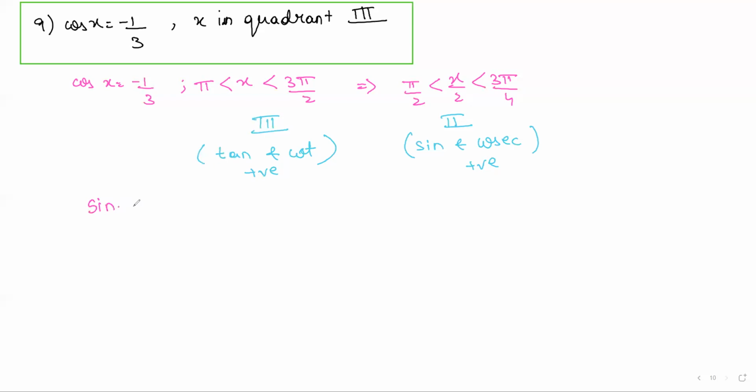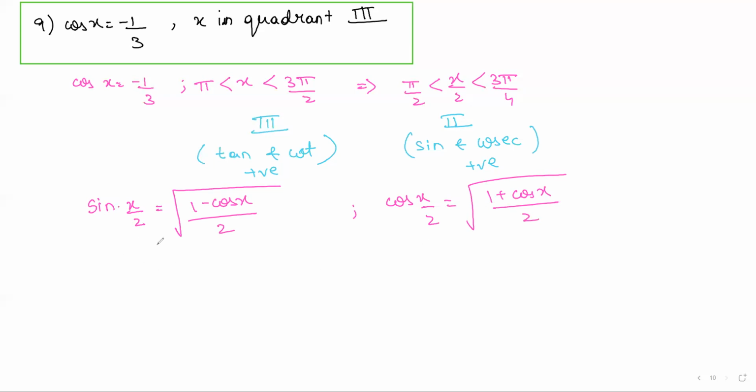Your sin x by 2 will be equal to root of (1 minus cos x) upon 2. Similarly, your cos x by 2, you can even memorize these as formulas, is root of (1 plus cos x) upon 2. So sin x by 2 will be equal to root of (1 minus (minus 1 by 3)) upon 2, which is 1 plus 1 by 3, which is 4 by 3, which is 2 by 3. So this is equal to root of 2 by 3.